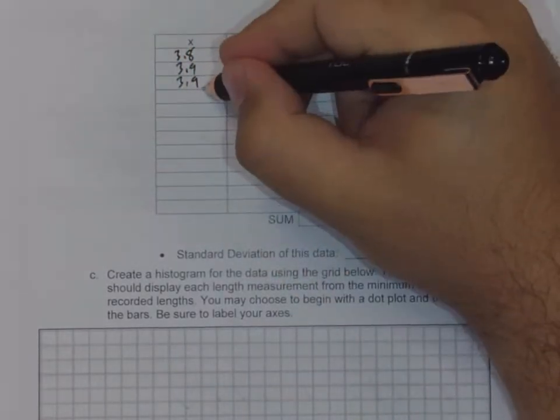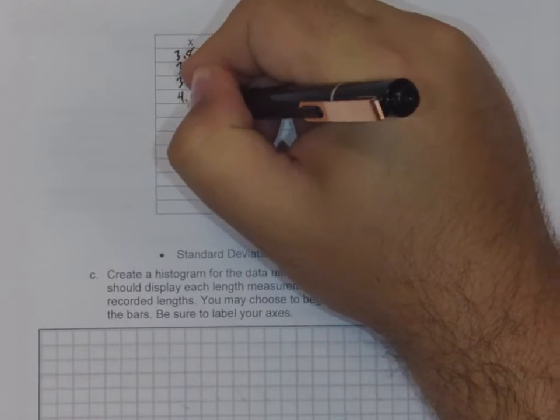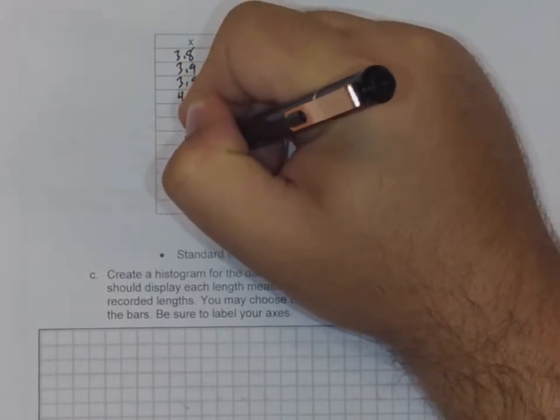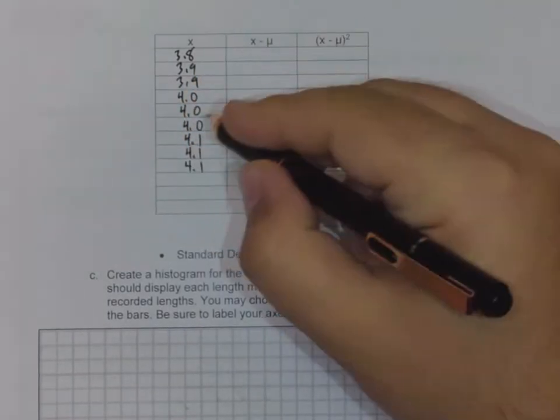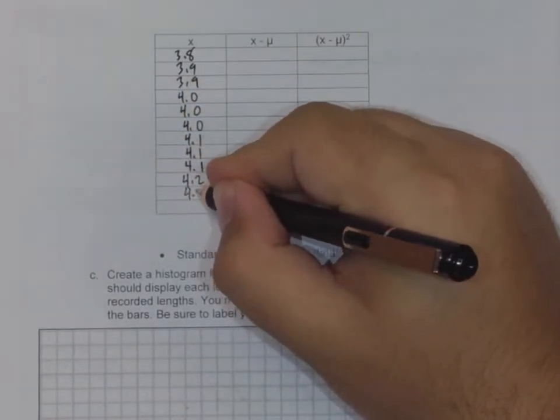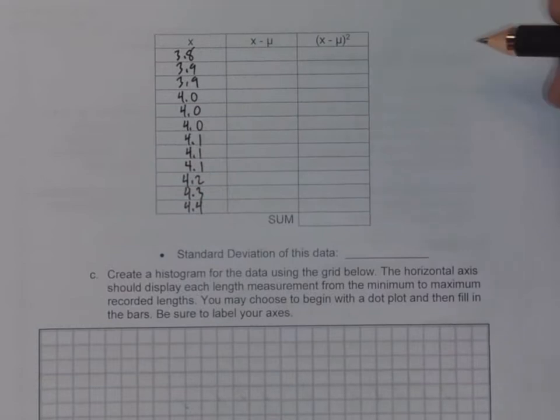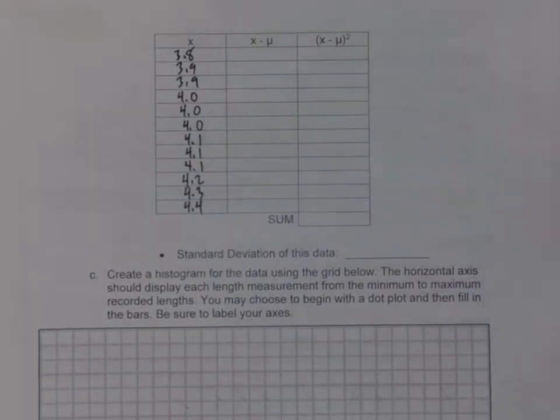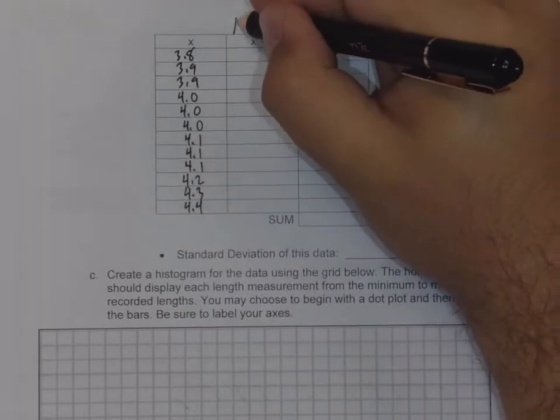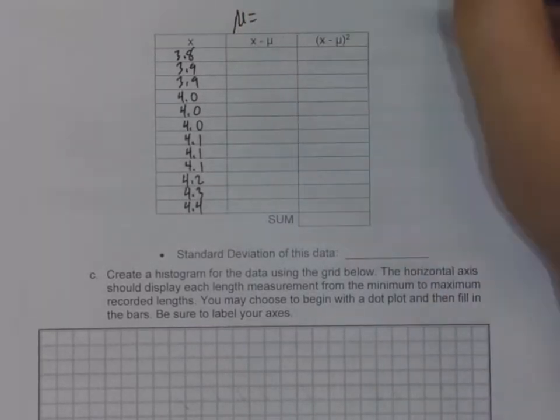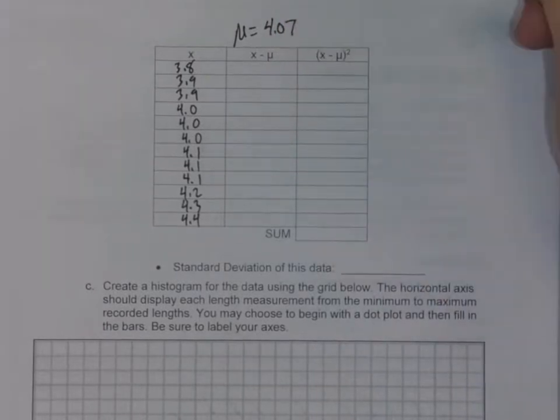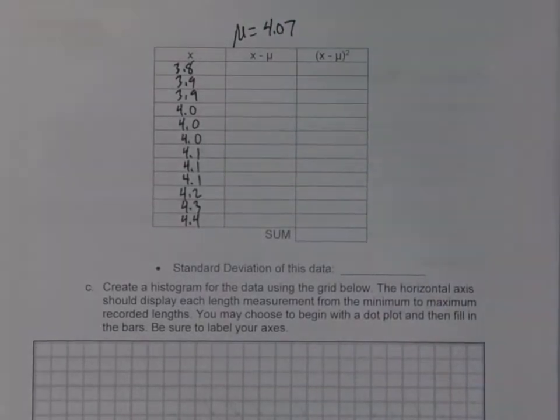So 3.8, I had two 3.9s, three 4.0s, three 4.1s, a 4.2, a 4.3, and a 4.4. Then I'm going to subtract, take x minus the mean. So in this scenario, my mean that I had, I'm going to put up above here, just that way as a reminder, we had 4.07. So from the front page, that was our mean.